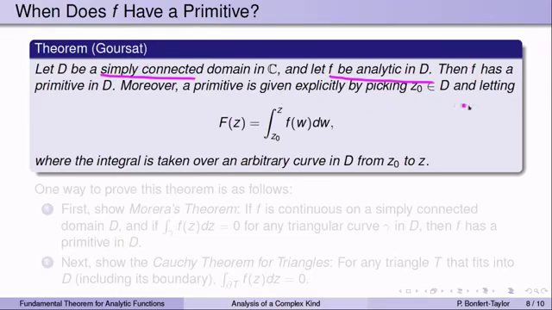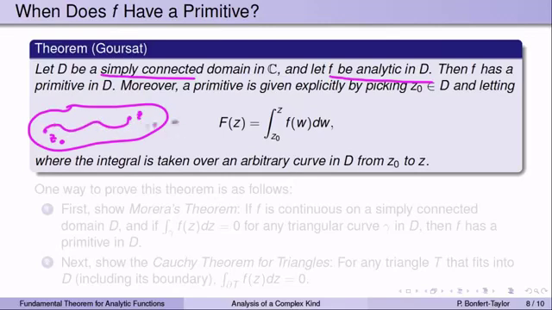Moreover, a primitive can be found explicitly by picking some point in D, z0, and letting F of z, uppercase F of z, be the integral from z0 to z of f of w dw. So integrate f over any path from z0 to z, and the integral will not depend on the path because we have a primitive. And so that's how you can find a primitive. So the integral is taken over an arbitrary curve in D from z0 to z. So the big statement in this theorem is that if D is simply connected and f is analytic in D, then f has a primitive.